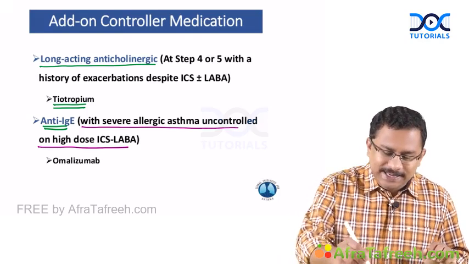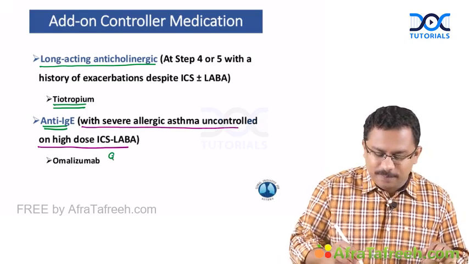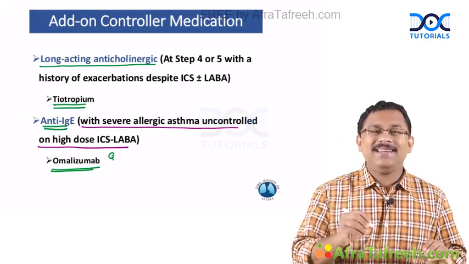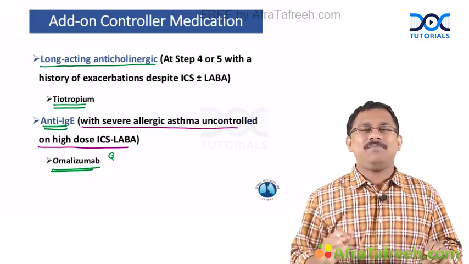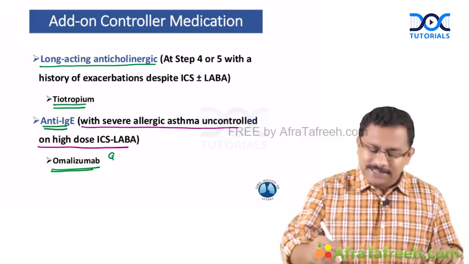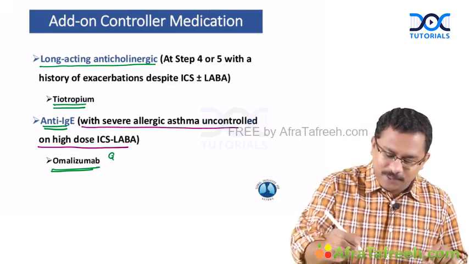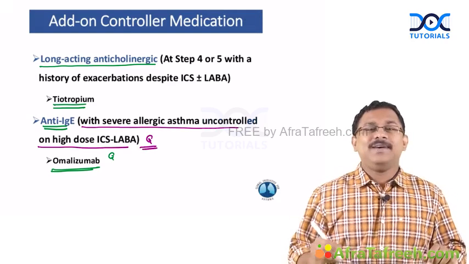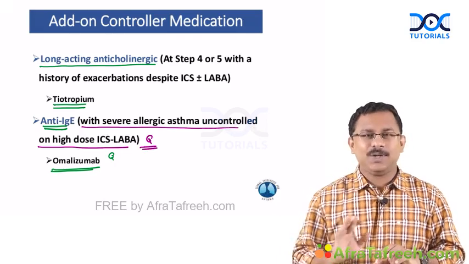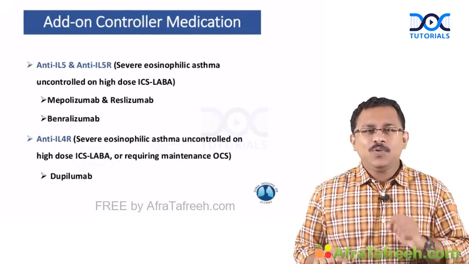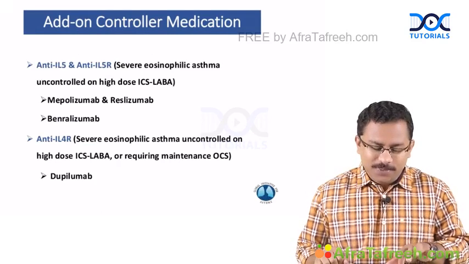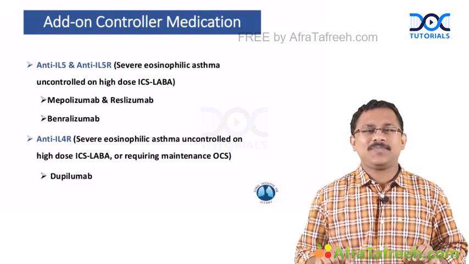So anti-IgE, what is the agent that you have? Possible question. This is omalizumab. Okay, so the anti-IgE monoclonal antibody in bronchial asthma is omalizumab, and which is the scenario in which it is actually used is also important. Okay, severe allergic asthma, which is uncontrolled on the high dose ICS-LABA combination. Okay, very clear. Now moving on to the other options in the add-on controller group, the other monoclonal antibodies.